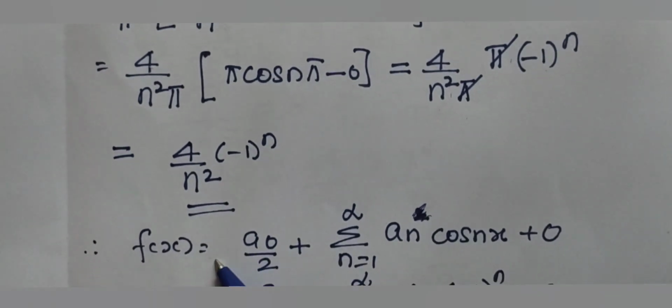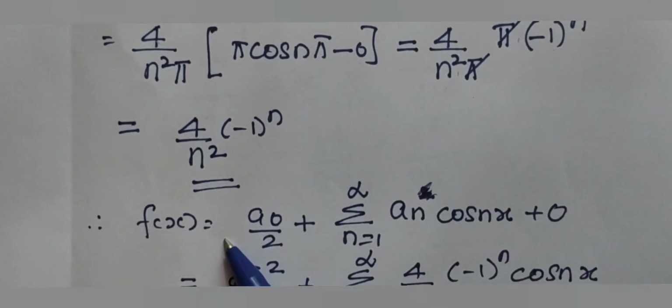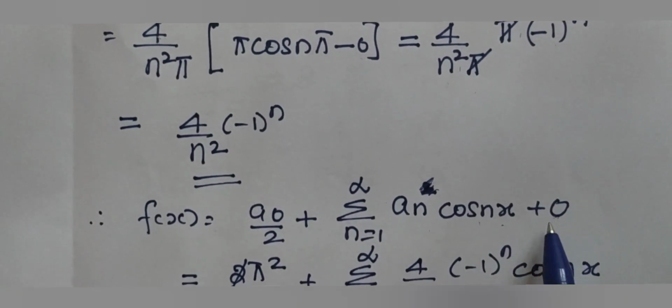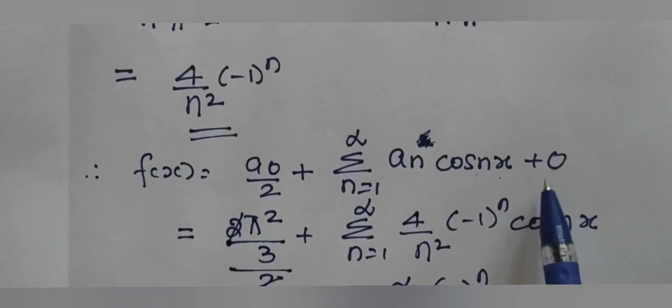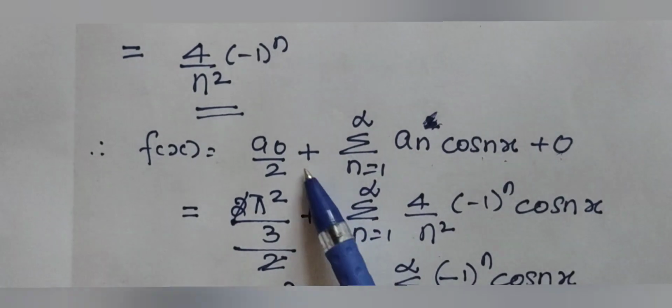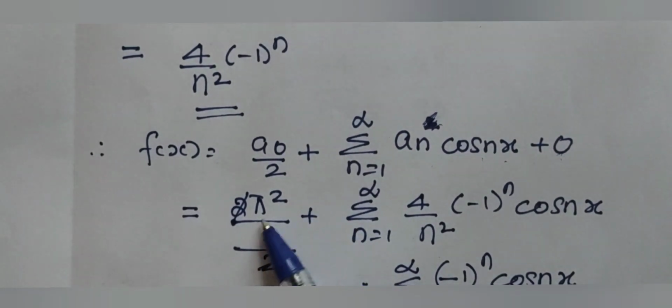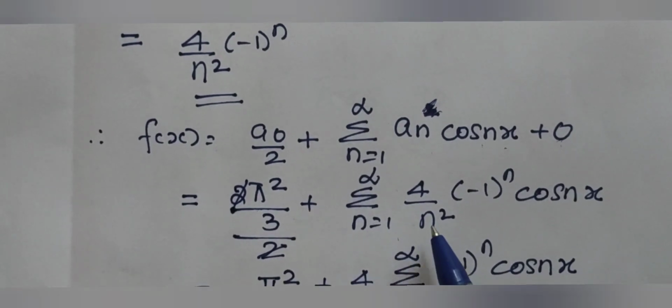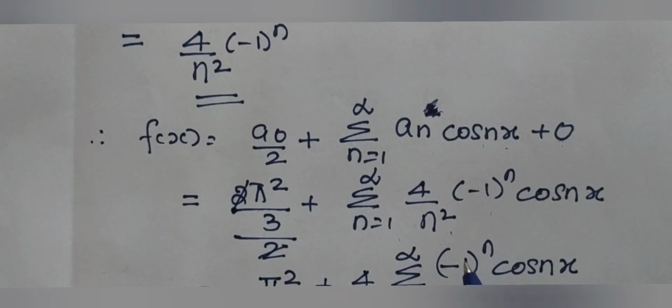Now, what is f of x? So f of x is equal to a naught by 2 plus summation n is equal to 1 to infinity a n cos nx plus bn sin nx. Since f of x is even, bn value is equal to 0. Now substitute all these things: 2 into pi square by 3 by 2 plus summation n is equal to 1 to infinity 4 by n square minus 1 raised to n cos nx.